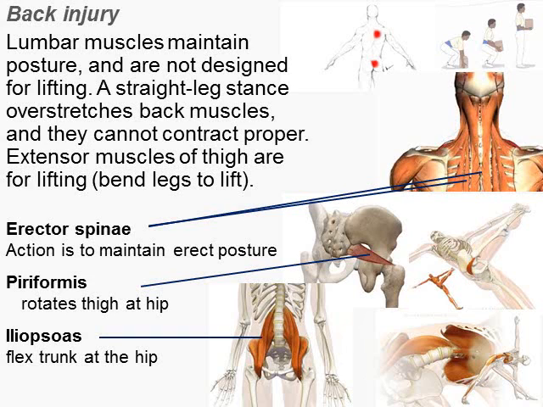The iliopsoas, or sometimes is called the psoas muscle, may also become inflamed, and that's the muscle that helps us flex at the trunk. All right, there's a lot more injuries, but this will do for now.